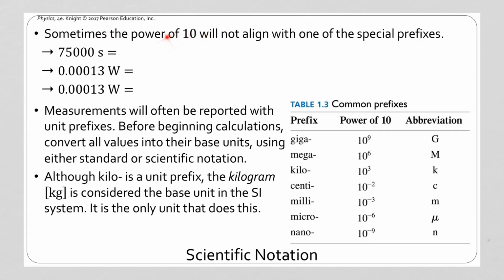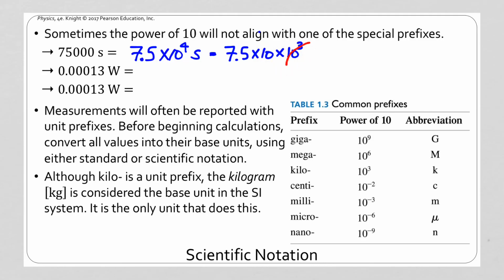The power of 10 does not always perfectly align with the special prefixes. These special prefixes go up in groups of 3, so sometimes you'll have a value that doesn't quite work like that. For example, here, if we put this in scientific notation, this would be 7.5 times 10 to the 4 seconds. And so 10 to the 4 is not one of our special powers of 10. What we can do is break this up. 10 to the 4 means 10 times 10 times 10 times 10, 10 multiplied together 4 times.